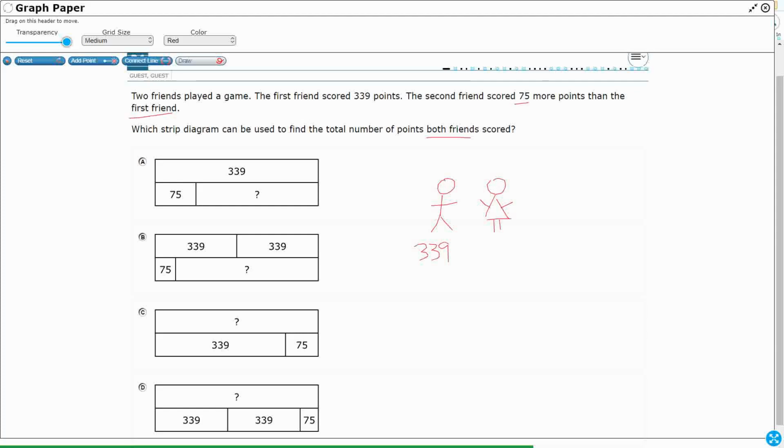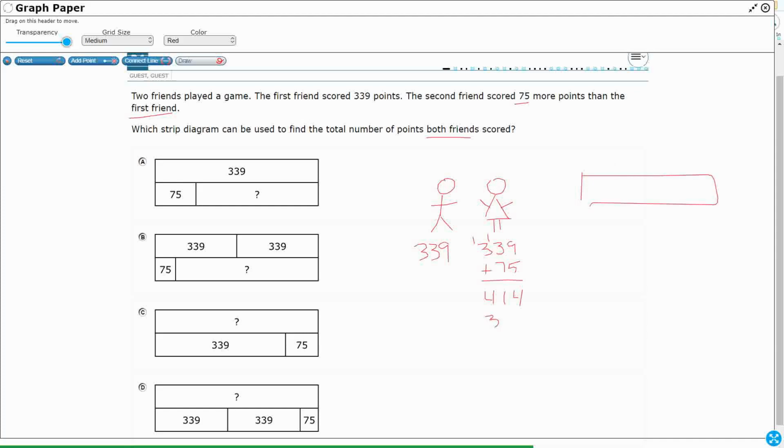So what I'm going to do is I'm going to take my 339. That's what the first friend scored. And I'm going to do 75 more than that. Okay, so let's see. I've got 14. That's 11. That's 400. Okay, so she scored 414. Now, I need to find a strip diagram that could be used to find the total number of points both friends scored. So I could do this, right?